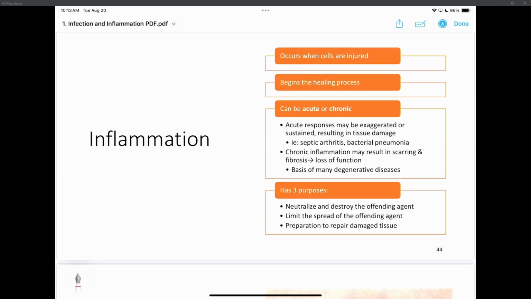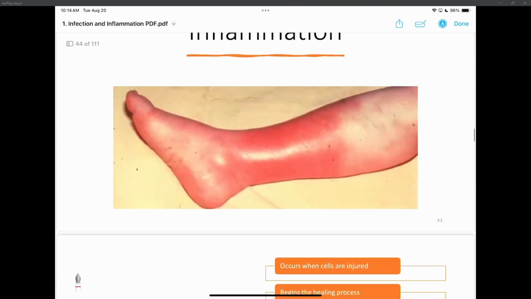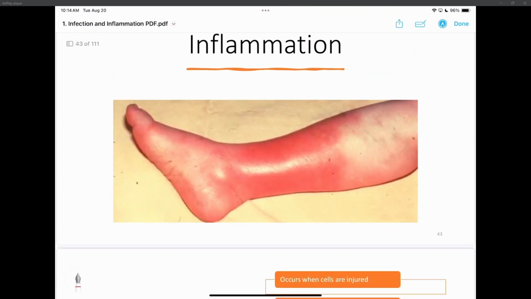Three purposes of inflammation: neutralize and destroy the offending agent, and limit the spread of that offending agent. We want the inflammation to be localized. This is localized inflammation. It's just in that lower leg. I don't know the rest of the picture of this guy, but from what we can see, that's his inflammation. It's acute. It's just localized to that one area.